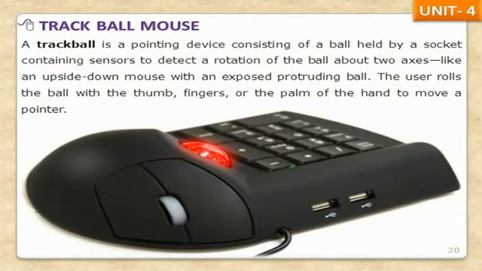The next is the trackball mouse and its description. You can see the trackball mouse, and we have already discussed how many parts a mouse has. Those are one left mouse button, one right mouse button, and the ball in the center, that is the scroller. You can see the white one, that is the scroller.